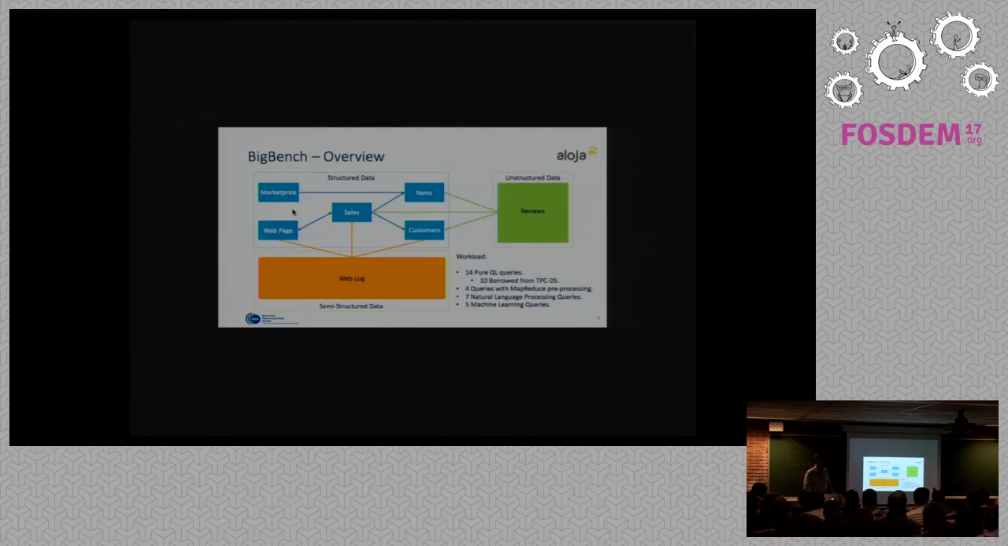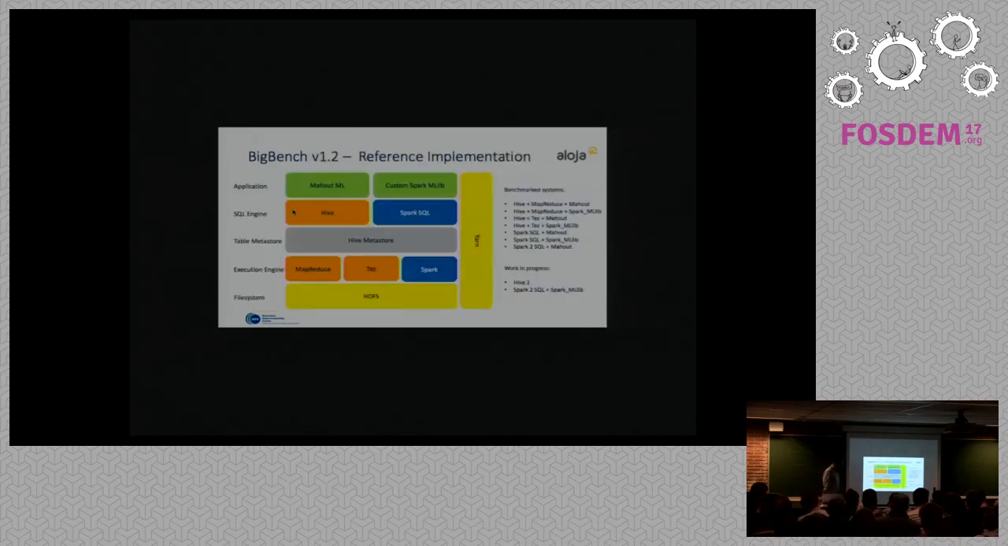So for the workload itself, there are 30 queries divided in four kinds of use cases: 14 pure SQL queries, which retrieve information from the structured section. Then we have four queries of MapReduce pre-processing of the data before selecting it, seven natural language processing queries, and five machine learning queries. So don't be overwhelmed by this.